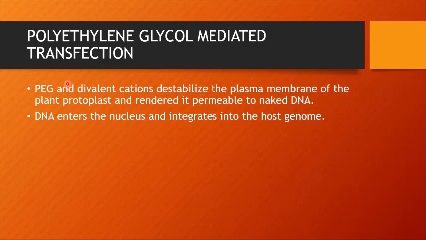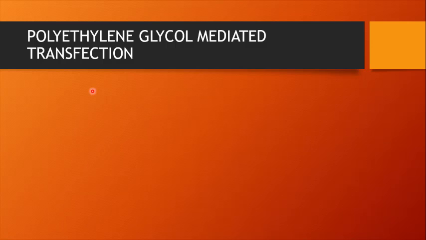They act, and what they do, first they destabilize the plasma membrane, and the plant protoplast is rendered permeable to the naked DNA. So DNA enters the nucleus and integrates into the host genome. So first these two molecules make the cell permeable for the entry of the DNA, and when it enters, it gets integrated into the host genome.